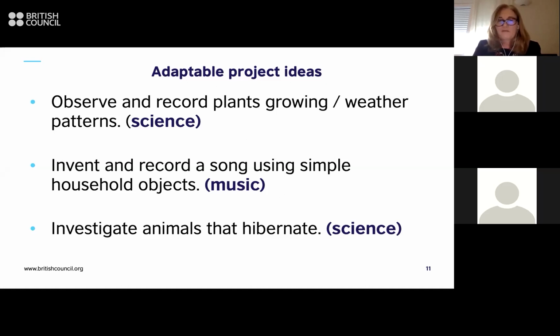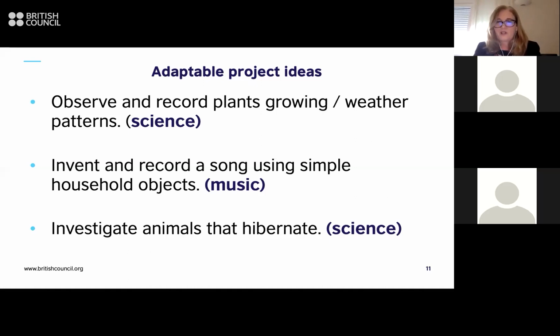And again, you can adapt these projects to simple things for younger learners, and for older learners, it could be something more complicated. So if you're investigating animals that hibernate, for the younger children, it could be drawing and describing where they go to hibernate, finding out where they go, and then drawing and describing it. But for older learners, it could be more open-ended.